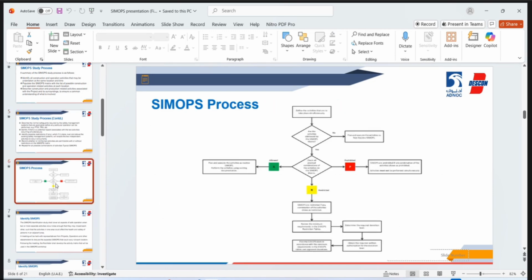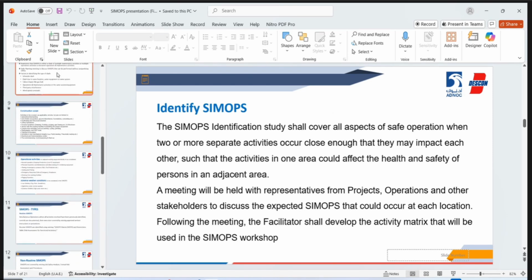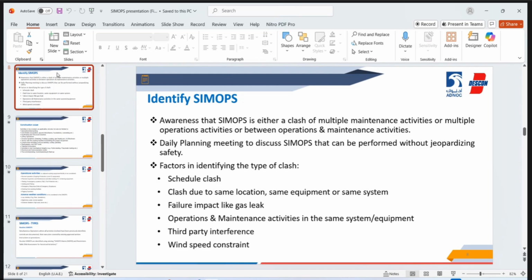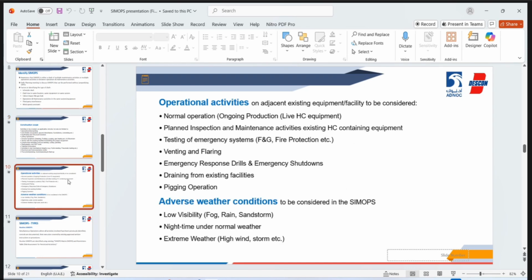This is the SIMOPS process. This is how we identify the SIMOPS. Then I will just go through it, just browse through it. This is the construction scope. Then operational activities, adverse weather can also have to be considered.